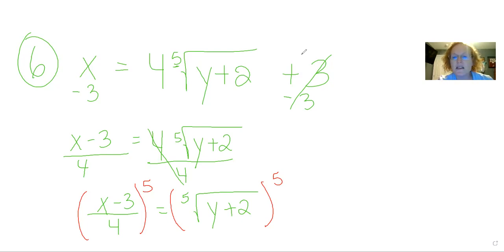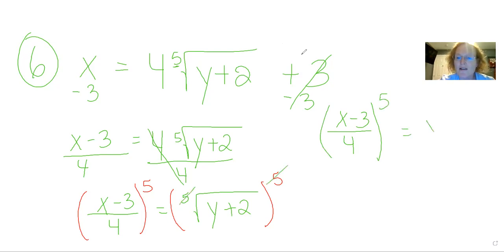So what that's going to leave me with is x minus 3 over 4, all of that in parentheses raised to the 5th power. Now this root and that power are going to cancel out, and that just leaves me with y plus 2. Now the good news is you're almost done.